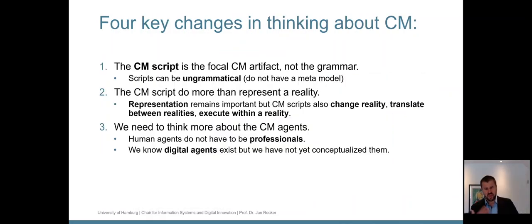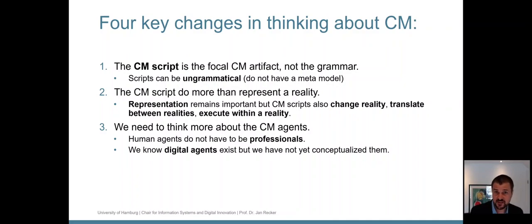Third example is that we need to think about that new box that we added, which is the conceptual modeling agent. And there are two questions here. Number one, the human agents that we traditionally thought about don't have to be professionals. They could be kids, they could be old people, they could be anyone. And of course, we have these digital agents, algorithms.